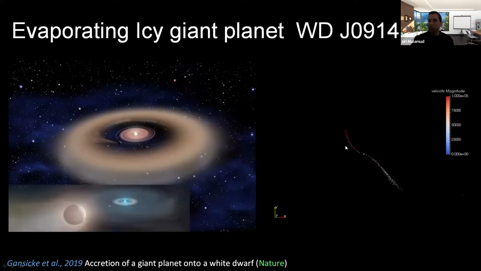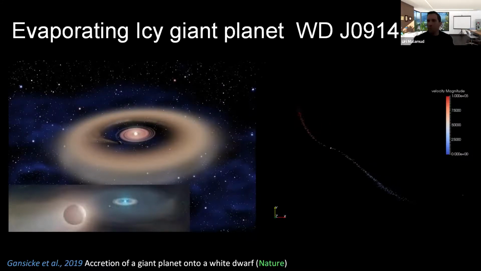So here you see preliminary results of these simulations of an icy giant going near a white dwarf. And the idea is that you have only a partial disruption, so it comes close to the Roche limit, but not exactly inside the Roche limit. And every time it leaves out a little bit of mass from the envelope.